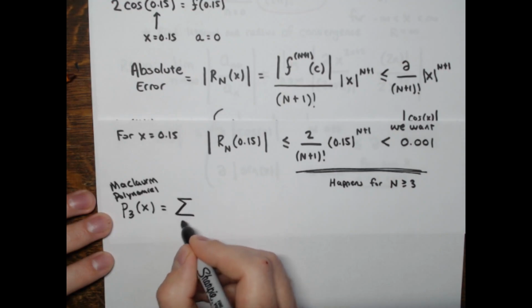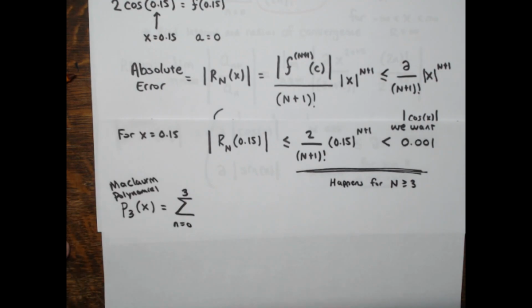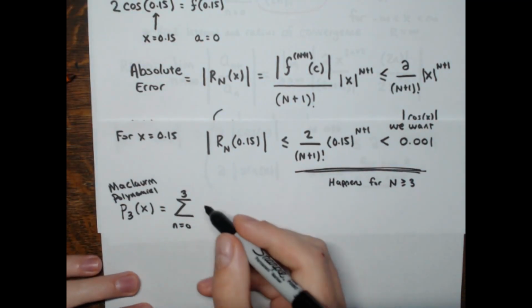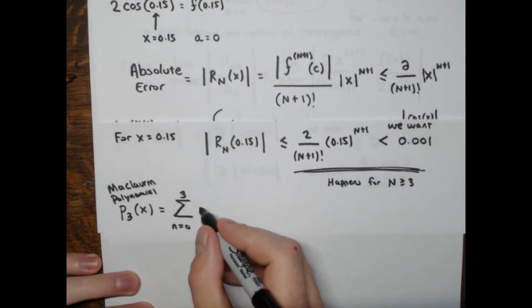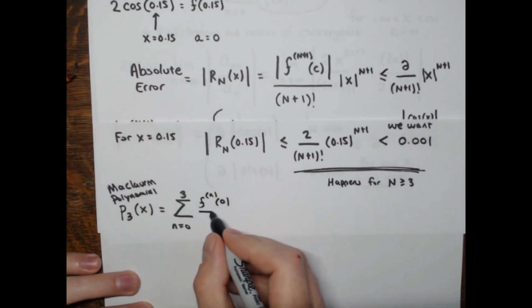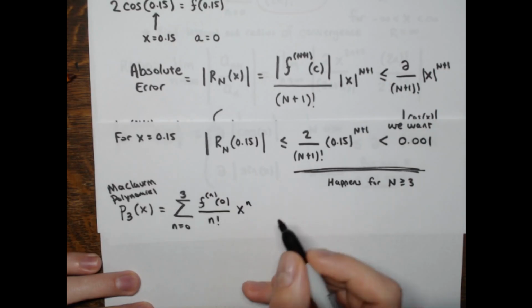So remember, that's the sum from n equals 0 to 3. Right, we're just going out to the third powered term here. Now you're going to see that the third powered term will pretty much be just the same as our second powered term, right? Because remember, this is the value of the nth derivative at 0 divided by n factorial, and then times x to the nth.